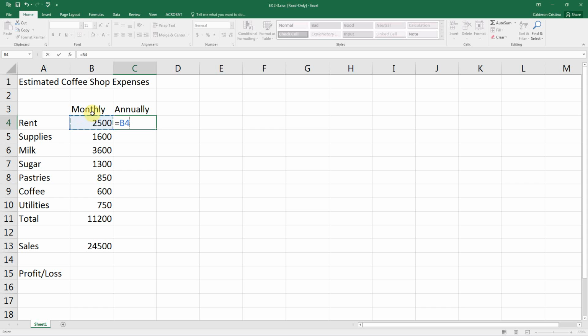And then what's the symbol to multiply? Yep, shift 8. And then what are we multiplying it by? 12. So now you know that you're spending $30,000 on rent annually.